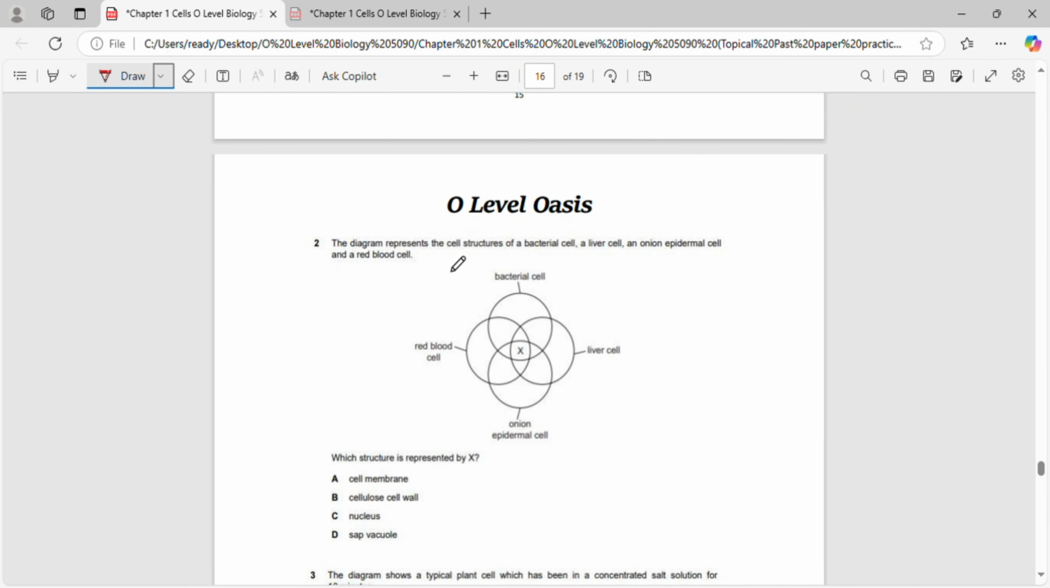This question refers to 4 different types of cells: bacterial cell, liver cell, red blood cell, and onion epidermal cell. It asks, which structure is represented by X, based on the options provided. So, option A is the correct answer because X represents the cell membrane, which is present in all of these cells. Option B is incorrect because the cellulose cell wall is only found in plant cells, such as the onion epidermal cell, and is absent in the others. Option C is also incorrect because the nucleus is absent in both bacterial cells and red blood cells. Option D is incorrect as well, since the sap vacuole is present only in the onion epidermal cell and is absent in the others.